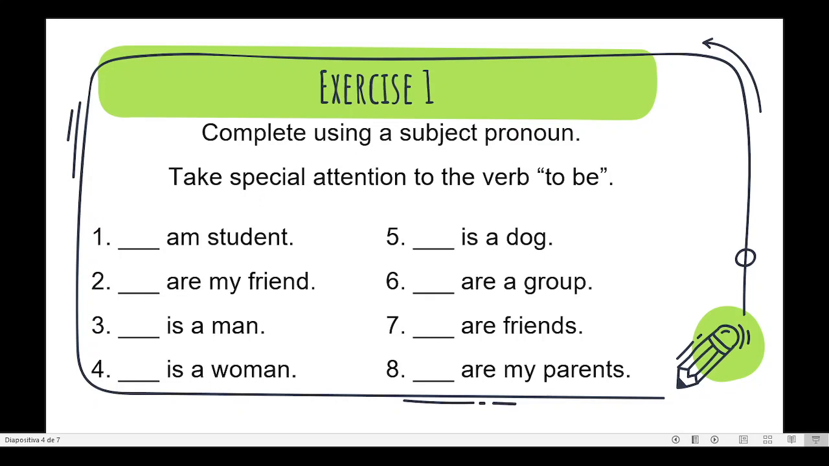Very good. Now let's see the answers of those sentences. Number 1, I am a student. Number 2, you are my friend. Number 3, he is a man. Number 4, she is a woman. Number 5, it is a dog. Number 6, we are a group. Number 7, you are friends. Number 8, they are my parents.